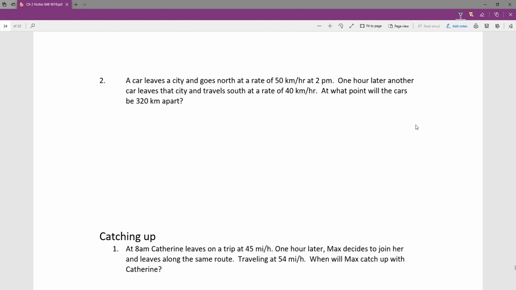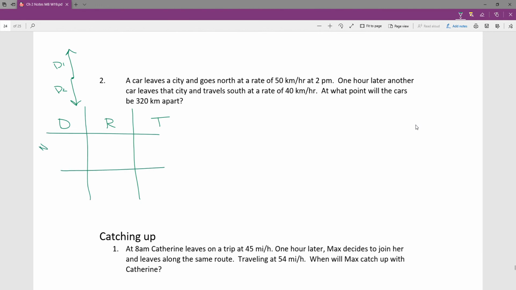Okay, so let's do another one. It says a car leaves a city and goes north. So he's going north. And another one leaves and goes south. Okay, so that's D1. This is D2. Let's put this in a chart. I like the pictures, but the chart usually does it for me. So this one's going north. This one's going south. It's going to build up a D1. This one's going to build up a D2.